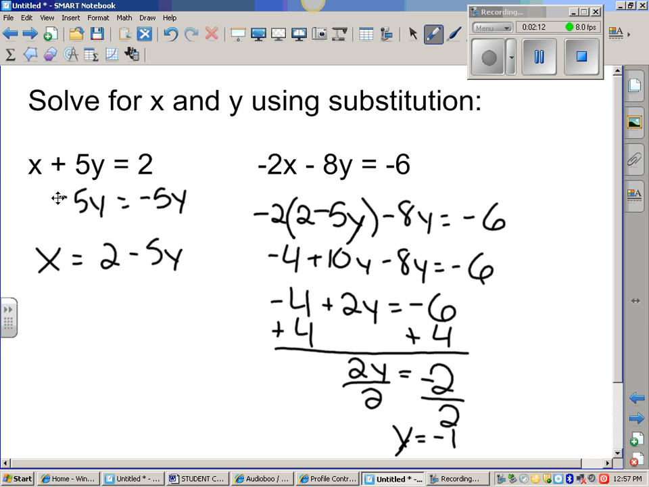Then you have to go back to the original equation. One of the originals. Good. And then what do you say to yourself? Every time you see a y, you plug in a -1. Switch colors, because otherwise it gets too confusing.